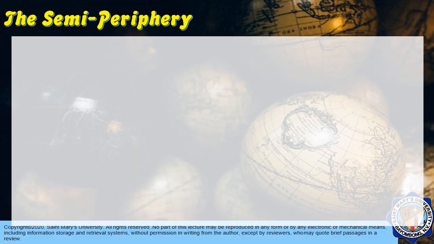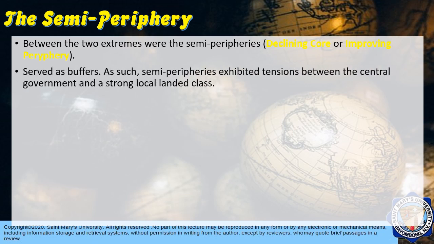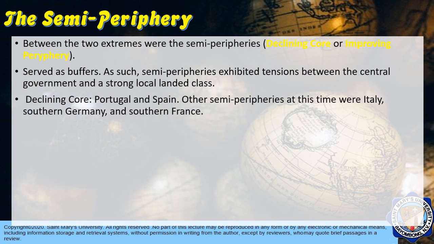So the next category is the semi-periphery. The semi-periphery is, of course, in between the two extremes, wherein it can be the declining core or the improving periphery. So it served as a buffer. As such, semi-peripheries exhibited tensions between the central government and the strong local landed class. So in terms of the declining core, we have here Portugal and Spain. Portugal and Spain in history became the two world powers, particularly in the time of exploration, like Spain went to the Philippines looking for spices, something like that.